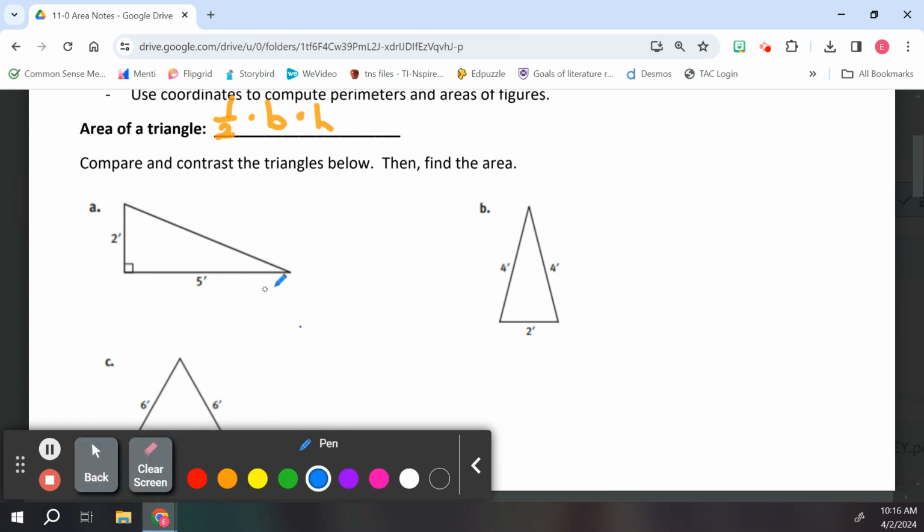So let's compare and contrast the triangles below, then find the area. If we look at this right here, this is our base. This is our height. So this will be 1/2 times 5 times 2. Those cancel, leaving you with a total area of 5. In this case, we'll call it feet squared.